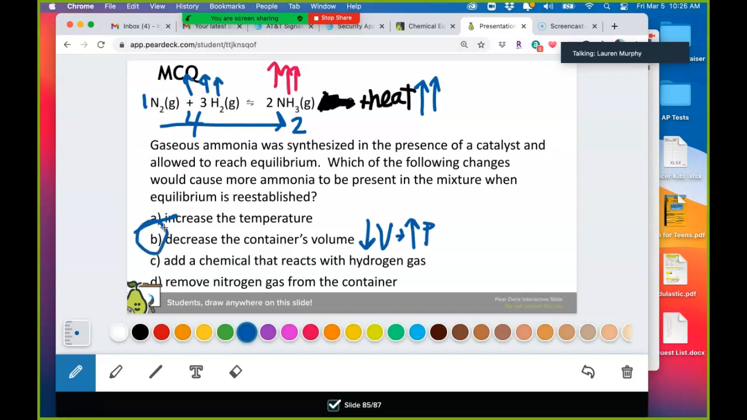In fact, if you remember back when I introduced the Haber process, I said that this reaction is done with a catalyst under high pressure because high pressure forces you to make more ammonia.